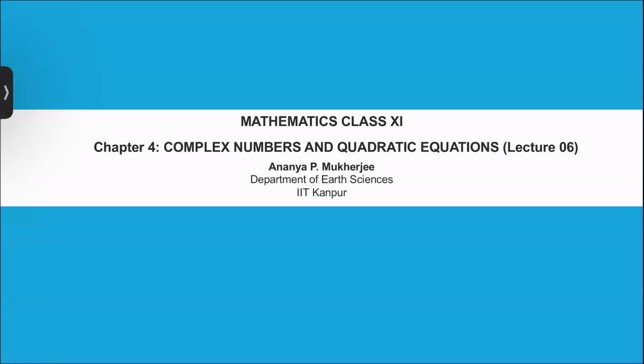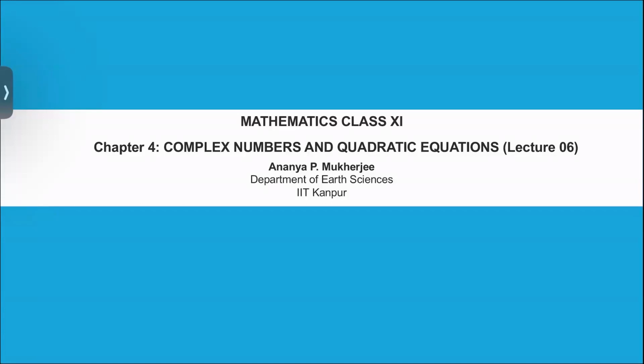Hello, welcome to the sixth lecture for class 11th mathematics, where we are dealing with Chapter 4, Complex Numbers and Quadratic Equations. We are still continuing with the algebra of complex numbers. We have seen addition, difference, product, and quotient using two or three complex numbers. We saw how we can find any power of a complex number, and also how to get the square root of negative real numbers.